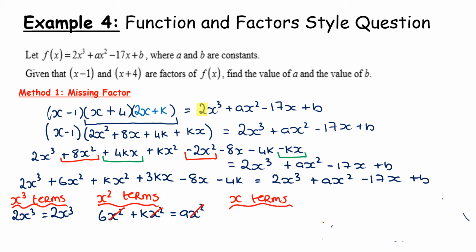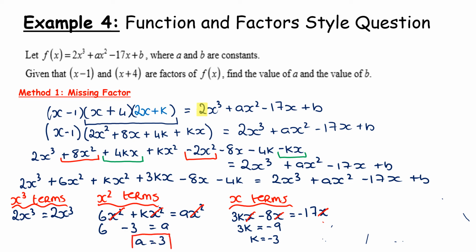So my x terms are 3kx minus 8x, and that all equals minus 17x. So my x's cancel, and actually straight away here I can work out what k is. So I will work that through. The reason I didn't work through the x squared is because I had a k and an a. So I bring my 8 across, so I have minus 17 plus 8 equals minus 9, therefore k equals minus 3. So I can actually go back here and say 6 minus 3 equals a, so a equals 3. So there's one of my answers straight away.